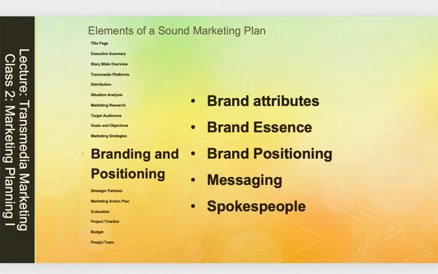Branding and positioning has 4 bullet points, and this is where you establish guidelines for how you want to establish a persona and give voice to your project. So here you would talk about your brand attributes, your brand essence, your positioning, your messaging, and who your spokespeople are. A lot of times your spokespeople will be the showrunner, the producers, the director, if it's not the same as the showrunner, but also your actors, right? Your main actors. You also often see commentary and people who talk about it in public.